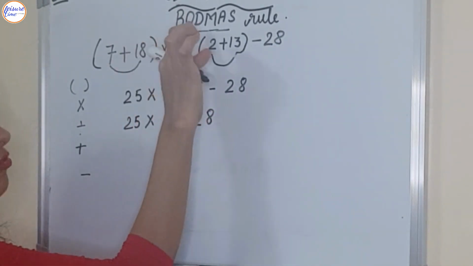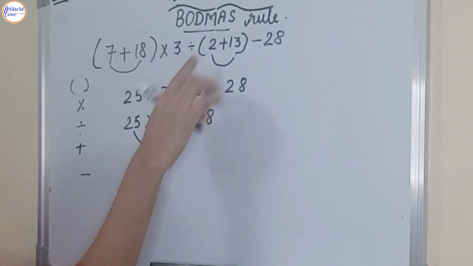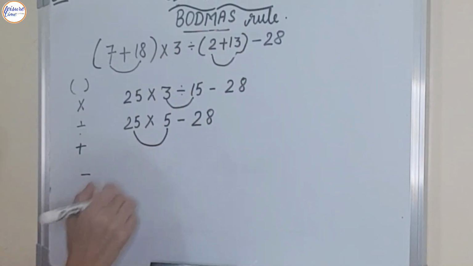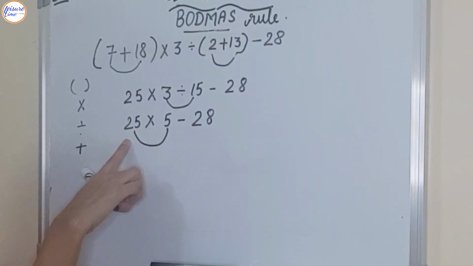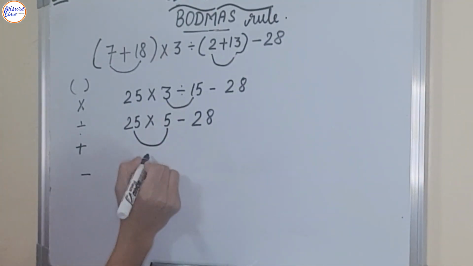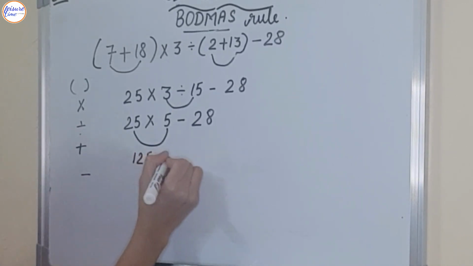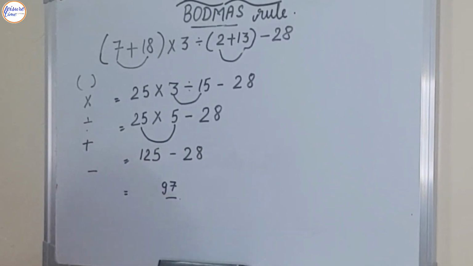So what comes after division? Multiplication. So first you need to solve the multiplication, and last is subtraction. First the multiplication: if I multiply 25 by 5, what is the result? 125. Subtract 28. So what is the answer? 97.